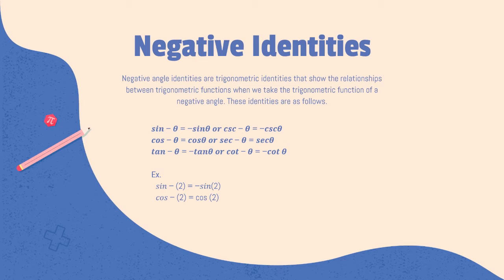So for example, sine of negative 2 is equal to negative sine 2. Cosine of negative 2 is equal to cosine 2.